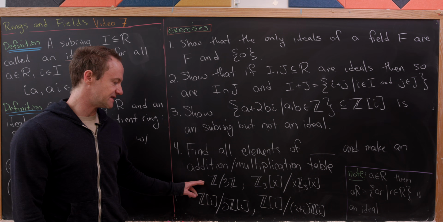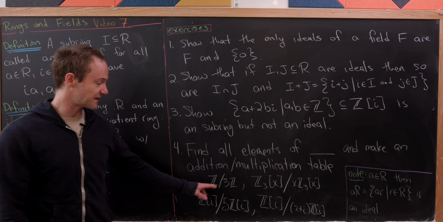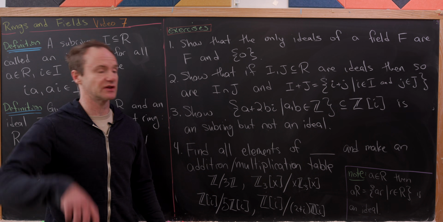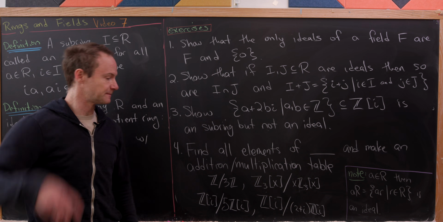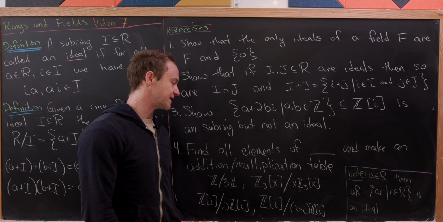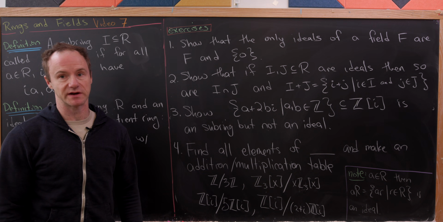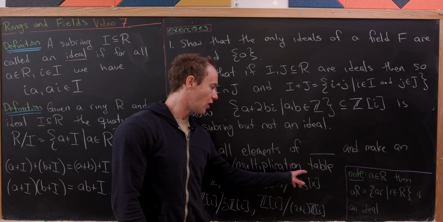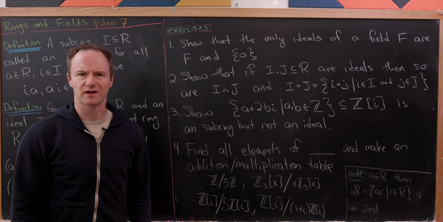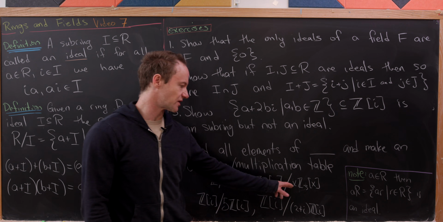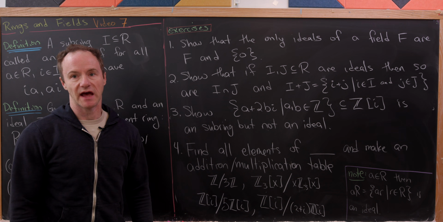So the first is Z mod 3Z. So notice that this 3Z uses that notation that we have over there generalized. The next is Z3 adjoin x mod x times Z3 adjoin x. So that's going to be all polynomials where the constant term is 0. Notice it's just all polynomials times x.